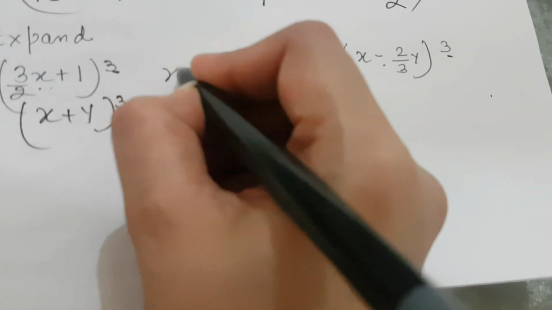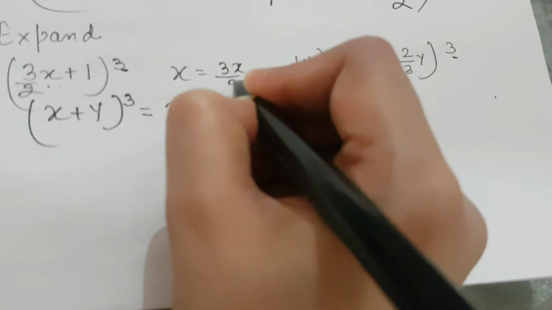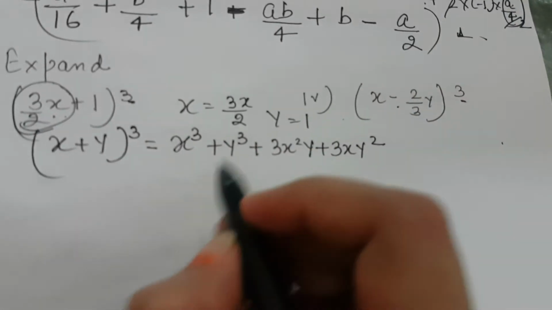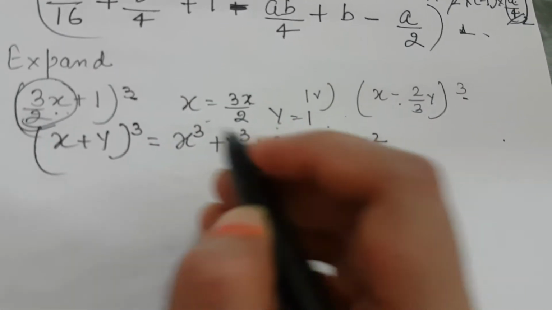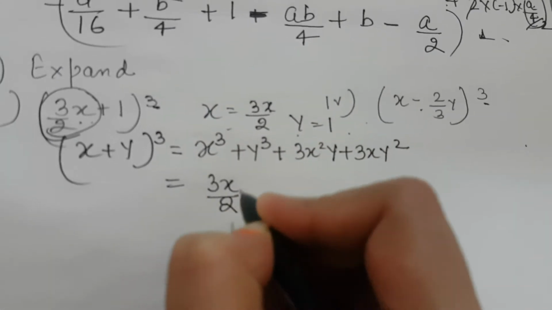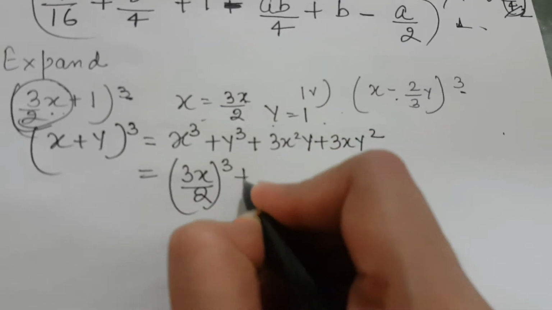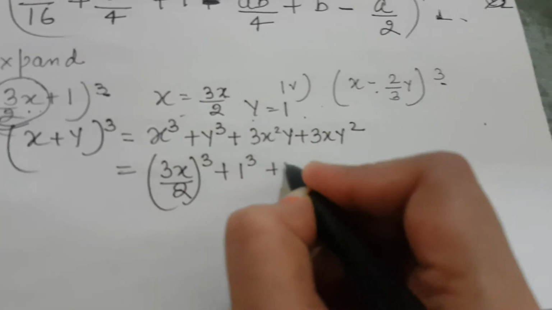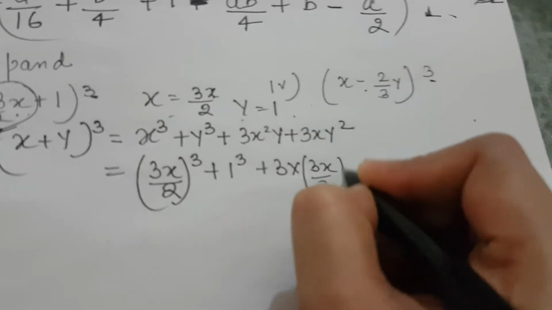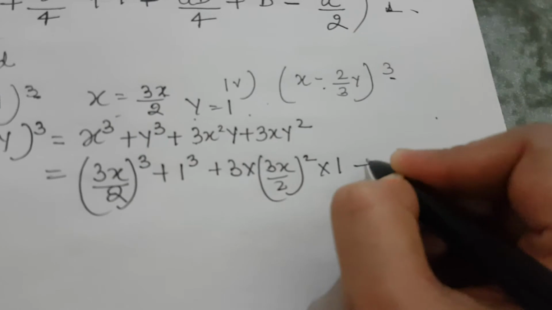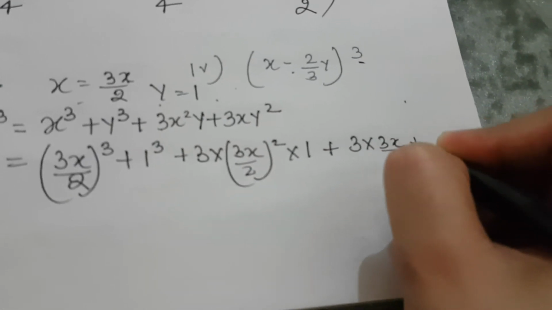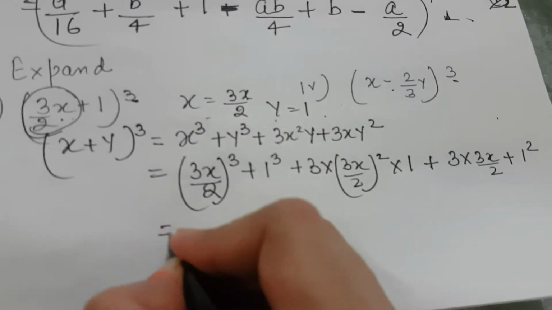So the x value is 3x by 2, this one, and the y value is 1. So in place of x you keep this, and in place of y, 1. Start putting the values. So in place of x, (3x by 2) whole cube plus 1 cube plus 3 into x square, means (3x by 2) whole square into 1, plus 3xy square, means 3 into 3x by 2 into 1 square.